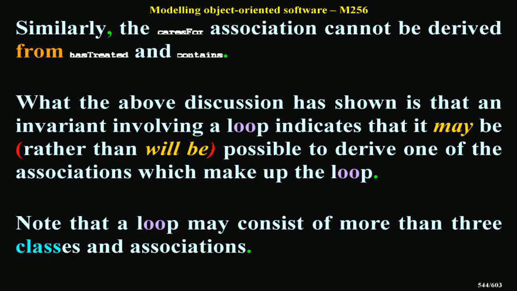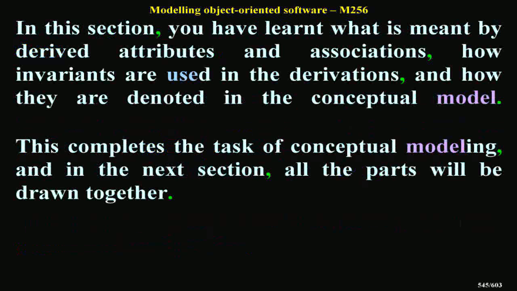In this section, you have learned what is meant by derived attributes and associations, how invariants are used in the derivations, and how they are denoted in the conceptual model. This completes the task of conceptual modeling, and in the next section, all the parts will be drawn together.